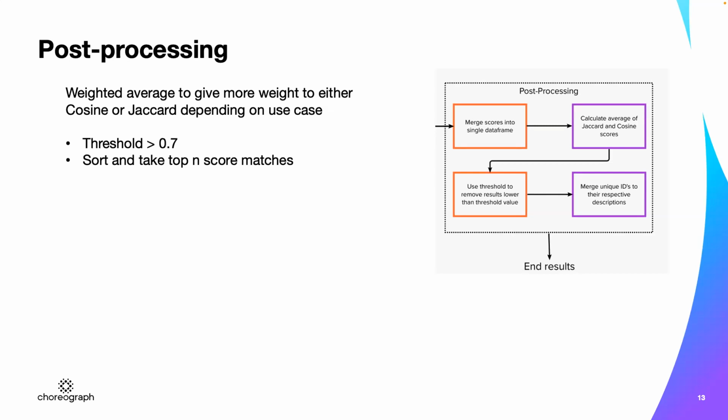We send it to the post-processing part, and in the post-processing part, the first step that we run is that we merge both of the outputs of Jaccard and cosine similarity together, and then we calculate the weighted average of the scores that are coming from the Jaccard and cosine similarity. And on the weighted average, we give higher weight to the cosine similarity. Right now, we are giving as much as 80% weight to the cosine similarity score and 20% weight to the Jaccard similarity score.